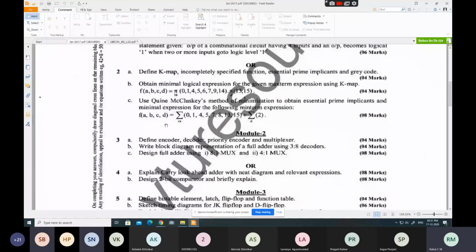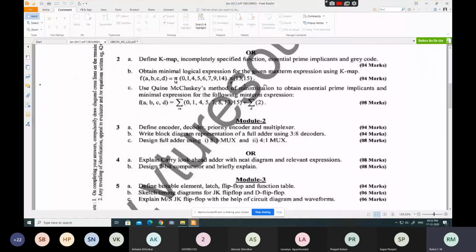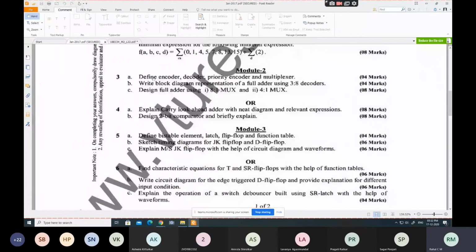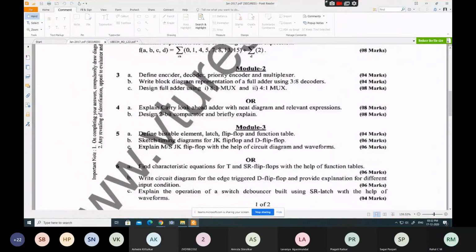Gray code I just explained. So next one: obtain minimal logical expression for the given maxterm expression. This you can do. Using the Quine-McCluskey method of minimization, obtain essential prime implicants and minimal sum expression. Define decoder, encoder, priority encoder, and multiplexer. Very good question. What is a decoder?